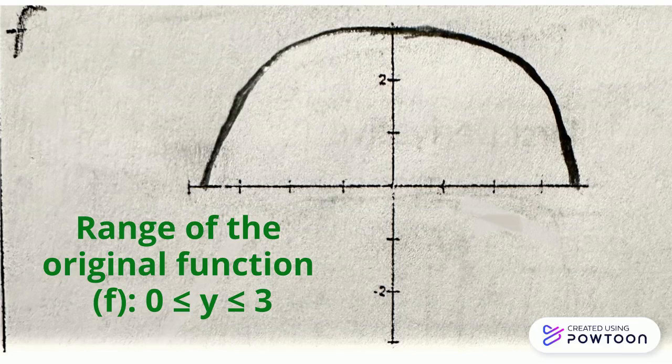This is where it gets complicated. Due to the restrictions on the range, we have to put the y-intercept at y equals 3 in order to satisfy the range. This means the maximum is at y equals 3.